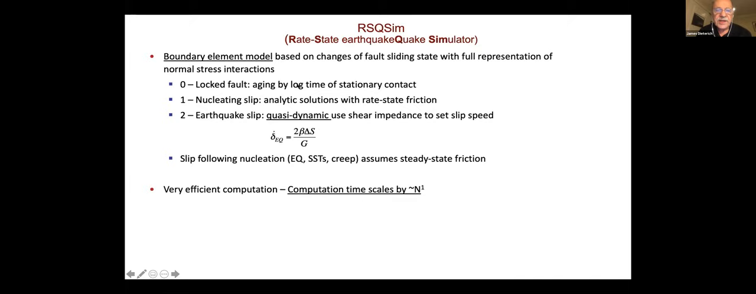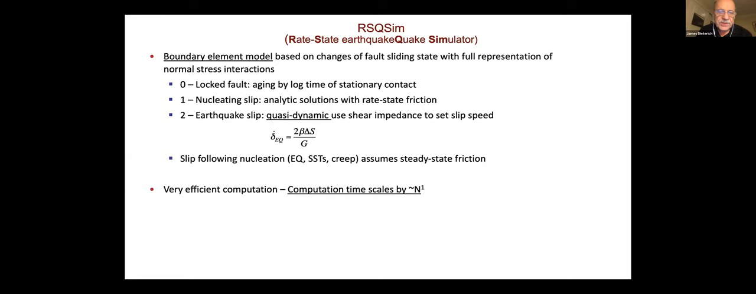The next state is nucleating slip. And here we have the analytic solutions that we incorporate into the simulator with rate state friction. And then we go through the sequence, and finally, this leads to earthquake slip. And we use a quasi-dynamic method here to simulate the earthquake rupture propagation. We use a shear impedance relationship to represent the earthquake slip speed. And so this is really a kind of zeroth order dynamics. But it works quite well, I think, because slip speed controls the rate of stress transfer to the rupture front. And so we're able to do a pretty good representation of ruptures, I believe, with this.